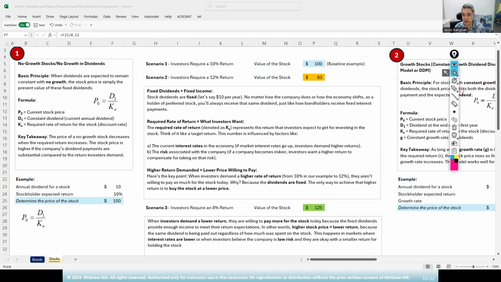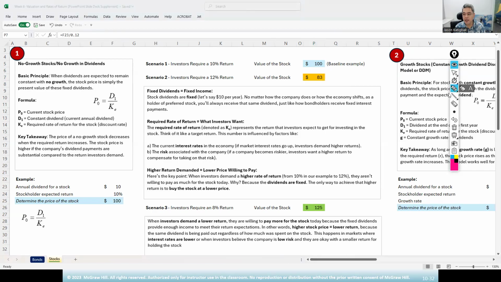So that will be 83. It did not change the calculation. It's still the same. It's actually the $10 annual dividend divided by the rate of return. But you can see there's an impact on the amount. It's actually an inverse relationship, right? The higher the rate of return, the smaller the amount that you're willing to pay for it.